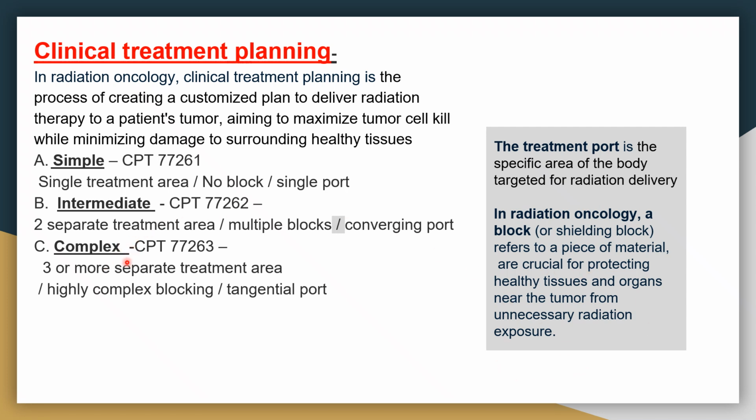And if you see, the intermediate is two separate treatment areas. This could be the case of metastasis, where there is a primary area and then the secondary spread also. And the complex could be when the spread is a lot more, I mean, rather than one area, the spread has gone to 2 or 3 areas. So this is what it is all about the treatment plan.